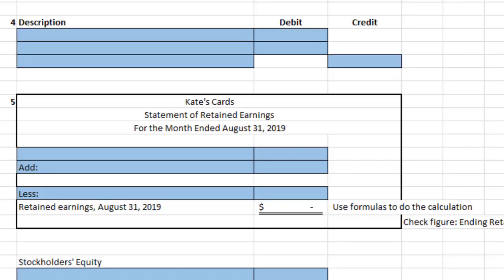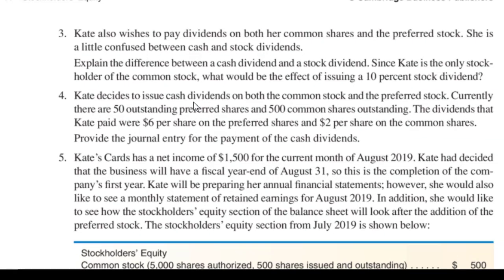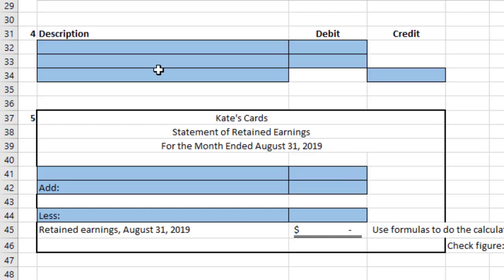Then number four: Kate decides to issue a cash dividend on both the common stock and preferred stock. They tell you how many shares are outstanding and what the dividends would be. Then provide the journal entry for the payment of the cash dividends. So here's the area for the journal entry.